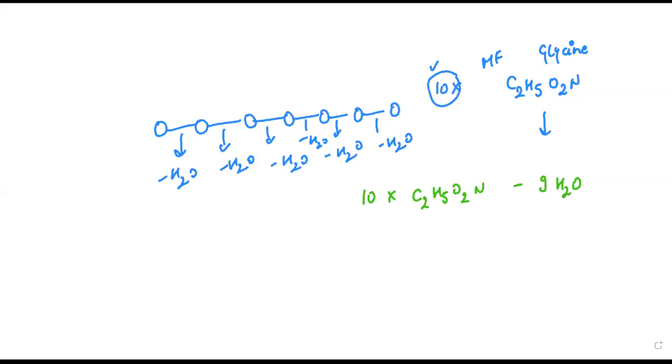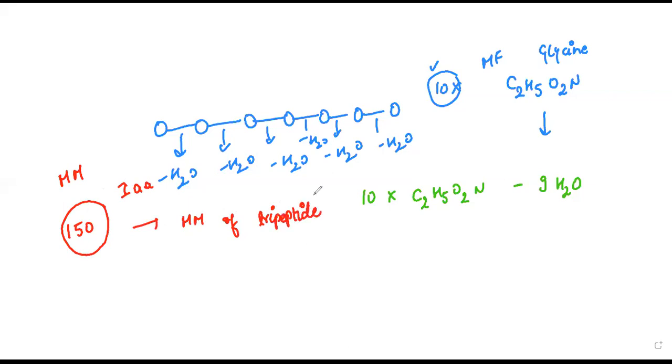See, if the molecular mass of an amino acid is 150 Daltons, what will be the molecular mass of a tripeptide? This is the molecular mass of one amino acid. What will be the molecular mass of a tripeptide? No, Gunjan, wrong. No, wrong.